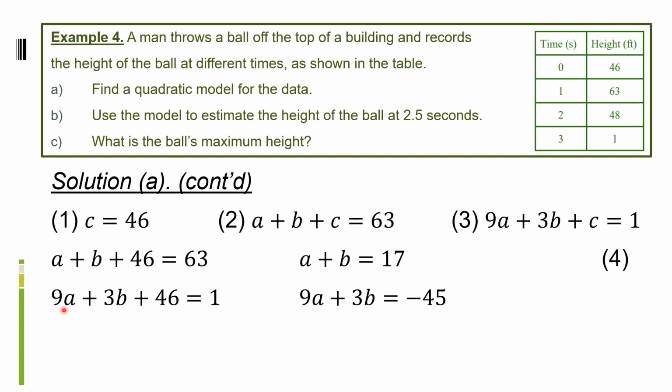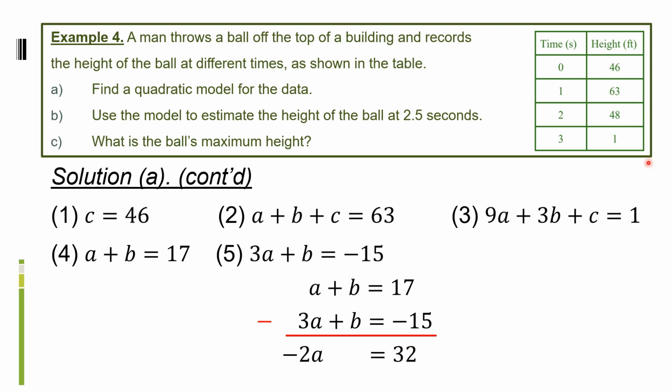Then in number 3, we have 9a plus 3b plus 46 equals 1. So we have 9a plus 3b equals negative 45. So that is our equation number 5. If we simplify that, divide everything by 3, we have 3a plus b equals negative 15.